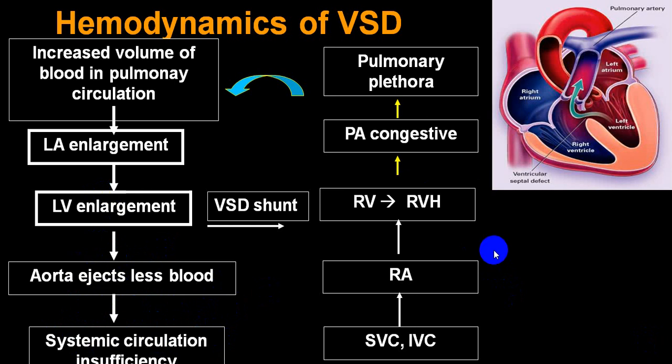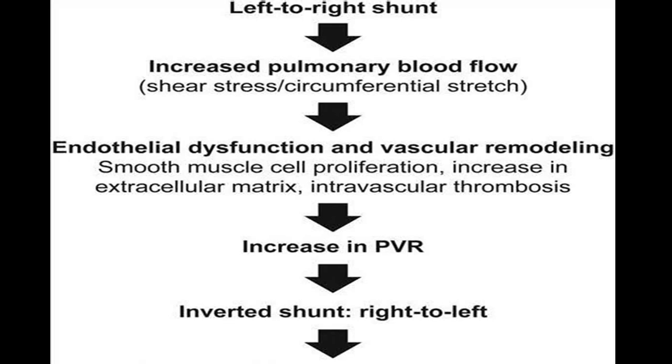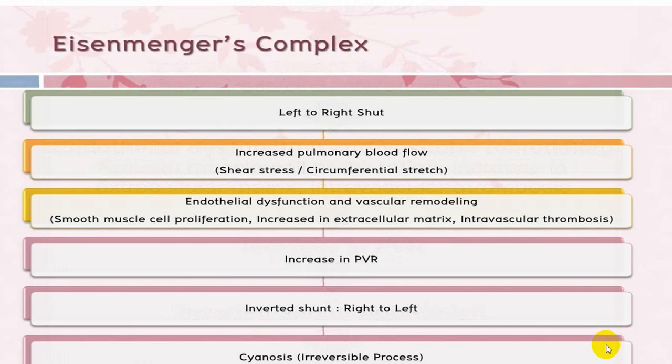And when the pressure in the RV becomes equal to LV pressure, the shunt will stop. Further elevation, now reversal of the shunt will take place. So very peculiar. So reversal of the shunt, now you will have a right to left shunt. We'll call that Eisenmenger syndrome. So Eisenmenger complex will take place and there will be reversal.